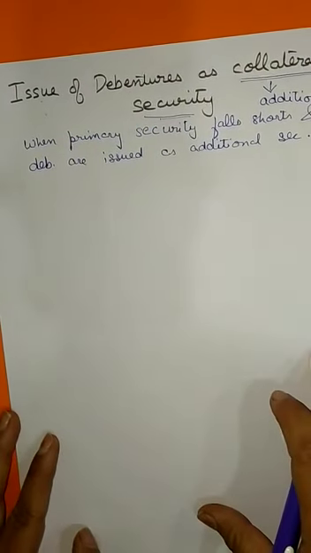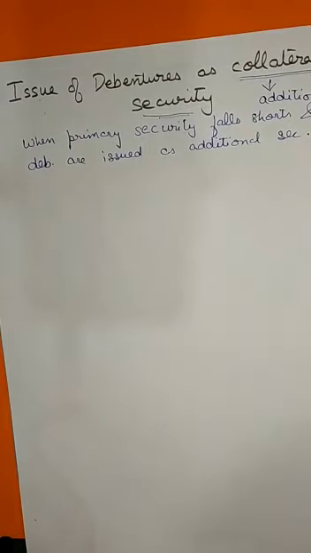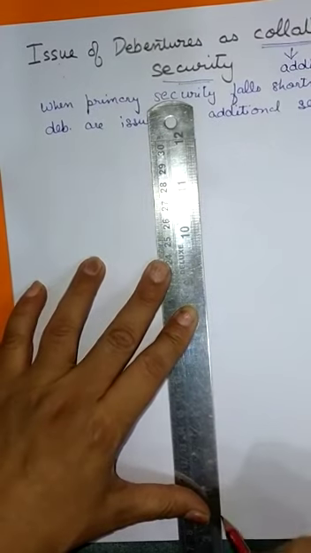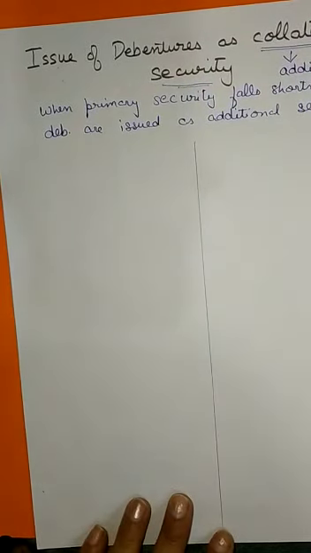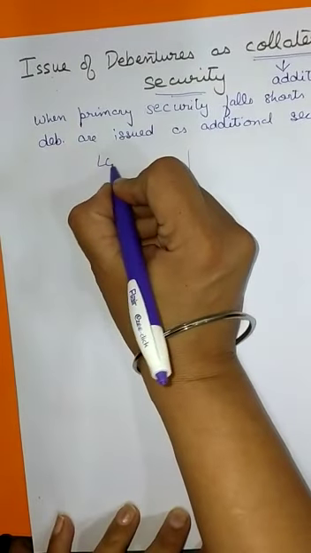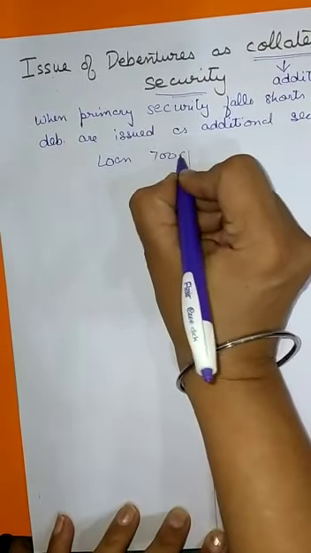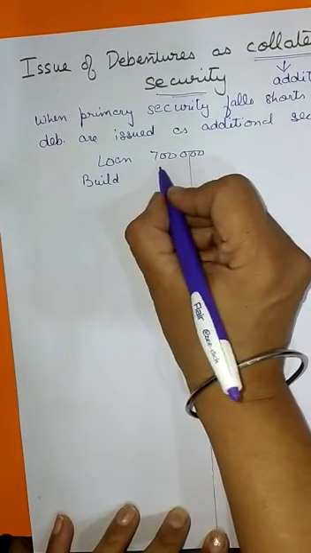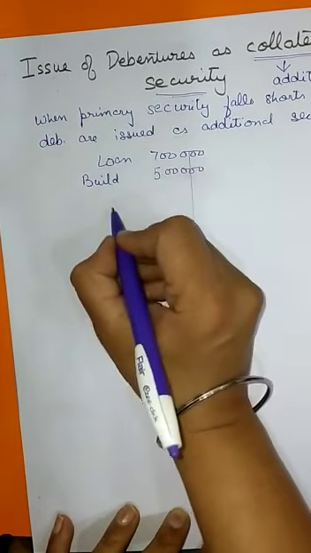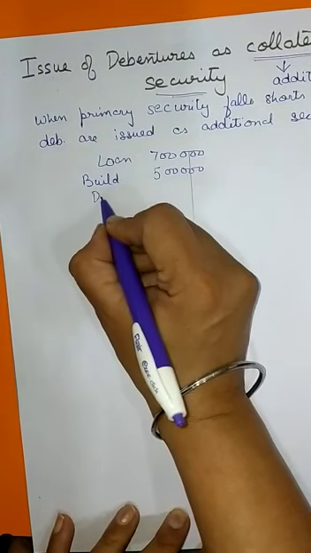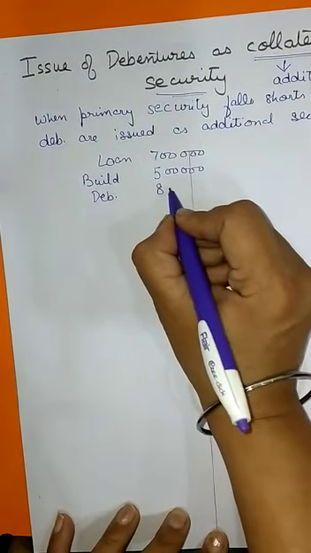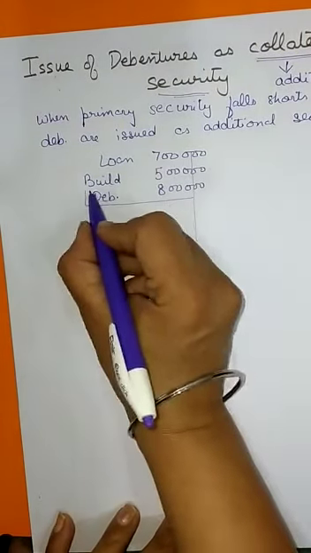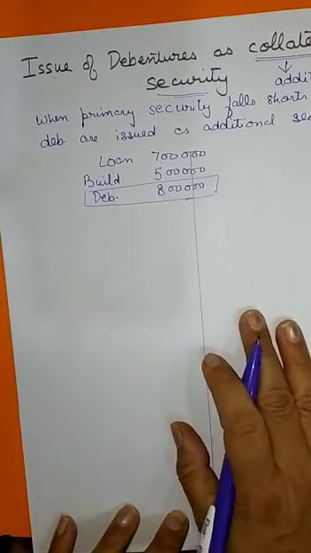Now there are two ways of recording this. One method is by passing a journal entry and another is without passing a journal entry. Before we understand, we will take an example. Suppose we raised a bank loan of 7 lakh and a building was given as primary security, let us say for 5 lakh, and when the bank asked for further security, debentures were given as additional security, let us say 8 lakh. Now how to record these debentures, issue of debentures as collateral security? We are concentrating on that.